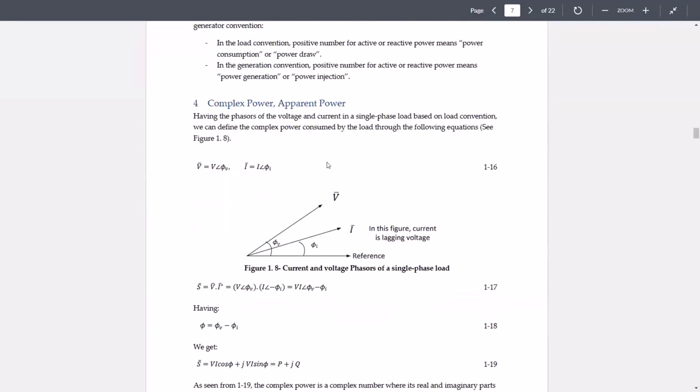Now, let's go to the definition of complex power. So complex power would be just when you put the active power plus J reactive power, that becomes the complex power of your element. And the apparent power would be the magnitude of the complex power.